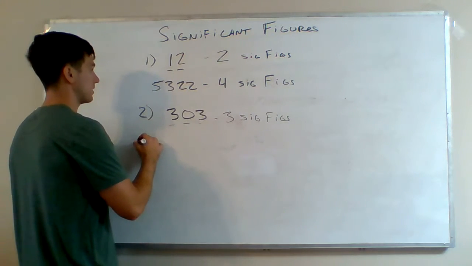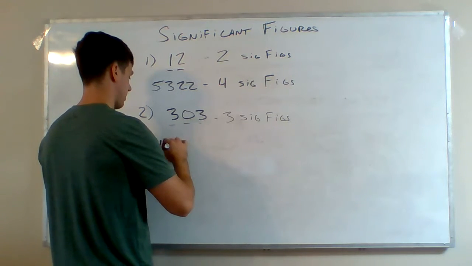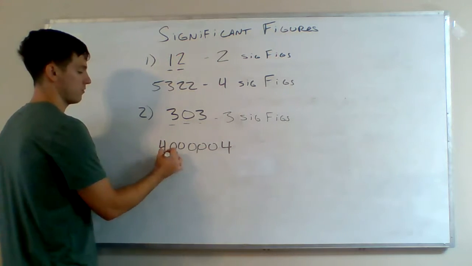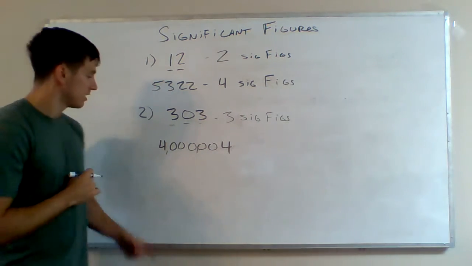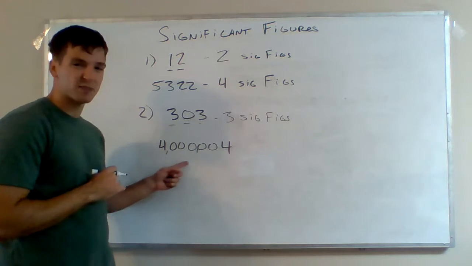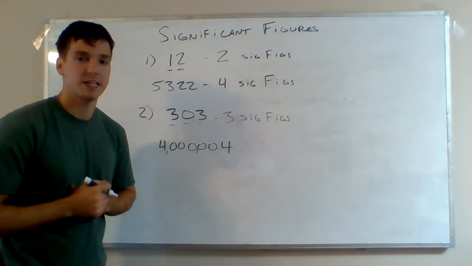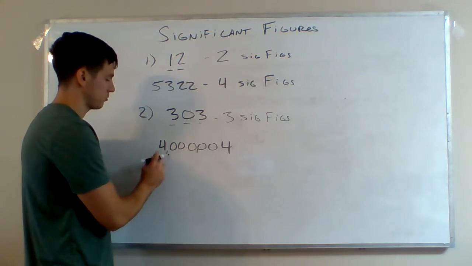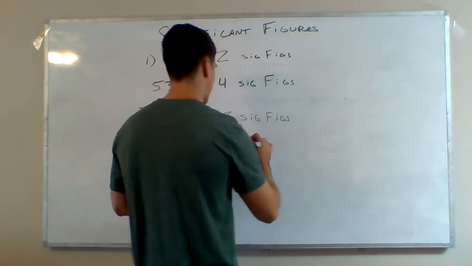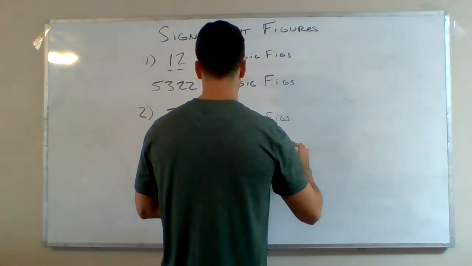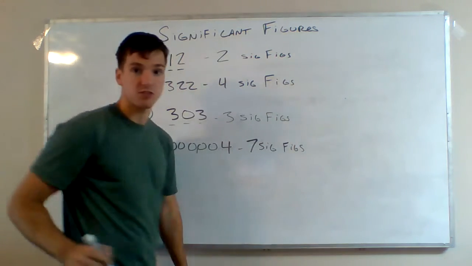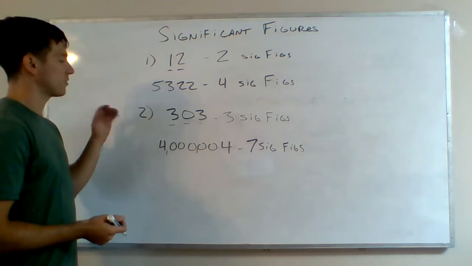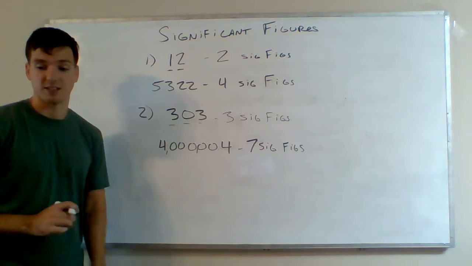Same if I had something like 4,000,004, okay? Those zeros, are they trapped in between two non-zero numbers? The answer is yes, they're trapped in between these two fours. So I'm gonna count all these zeros. 1, 2, 3, 4, 5, 6, 7. So I have 7 significant figures, okay? So we count everything that's a non-zero, and we count zeros that are trapped in between non-zero numbers.